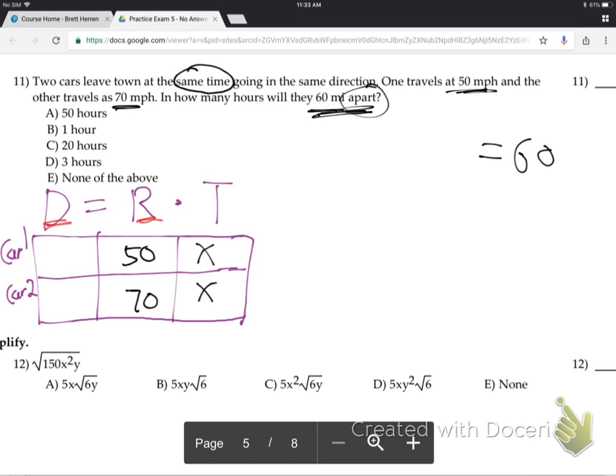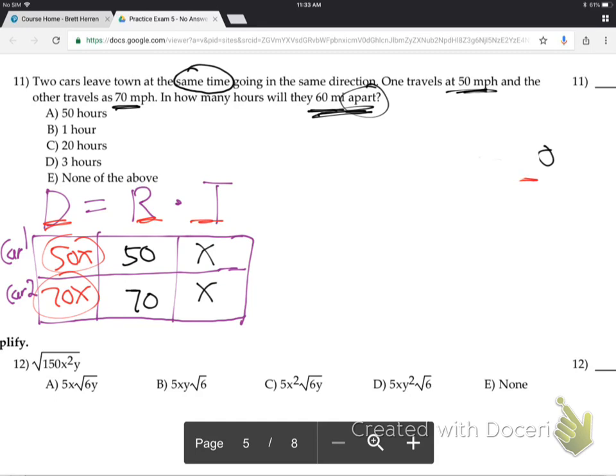Times, right? D is R times T, so 50 times X, 70 times X. Now I'm going to pop those out, and I have to do something with those and the 60. I have to write my equation using these and the 60. Do we add them or subtract them? How do you know?